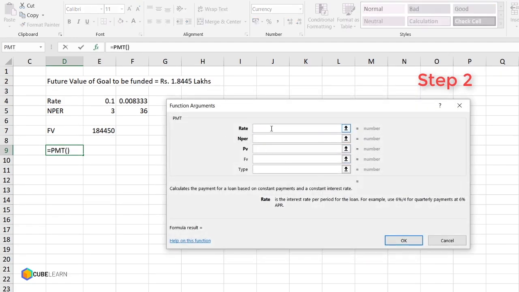Going back to the function, rate, NPER, present value is not applicable, future value, which is 1,84,450. The last variable is type. As you would see in your Excel, it mentions whether the saving is happening at the beginning of the month or end of the month. As it is not mentioned, we will leave it at the default value of 0 or we will omit it.